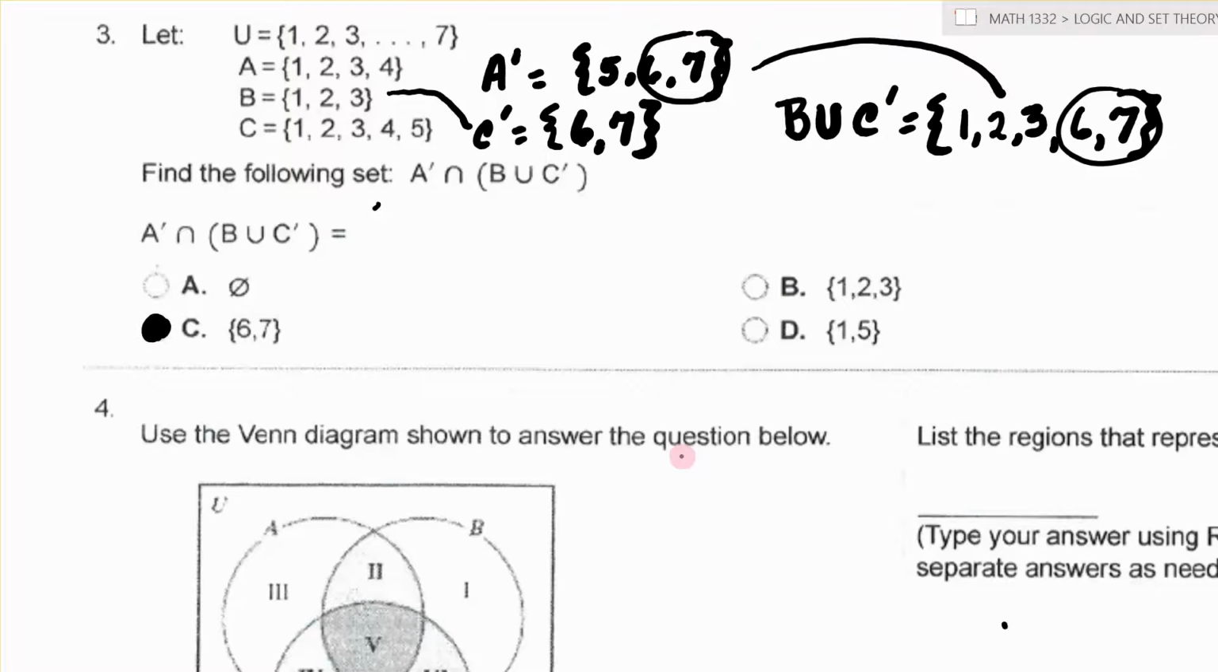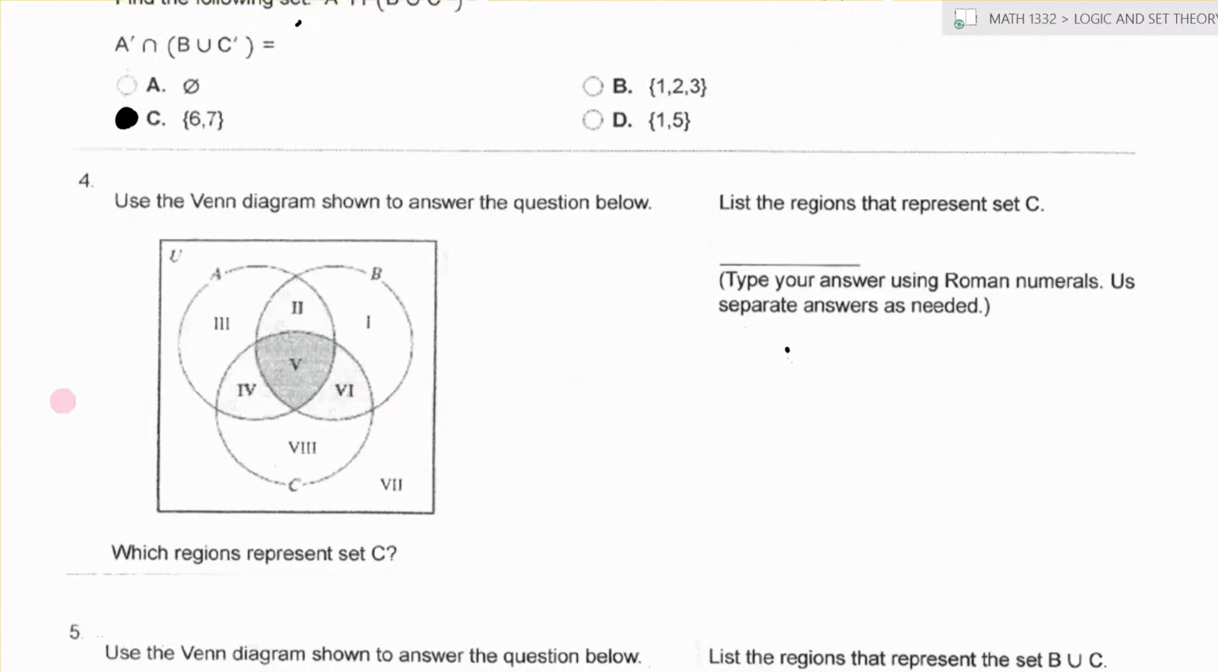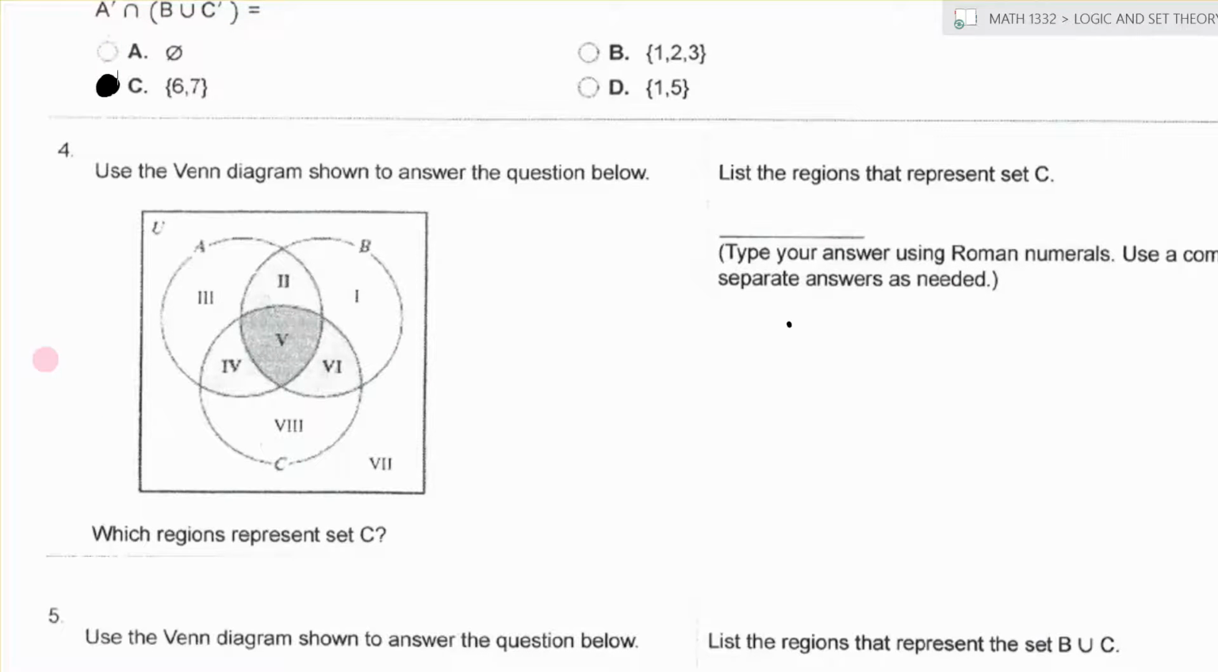All right, let's take a look at this diagram, which is a Venn diagram. And the first, number 4 says, use the Venn diagram to answer the question below. Which regions, and the regions are the Roman numerals, represent set C? Now with the Venn diagrams, I find it helpful to do the highlighting. This is set C.